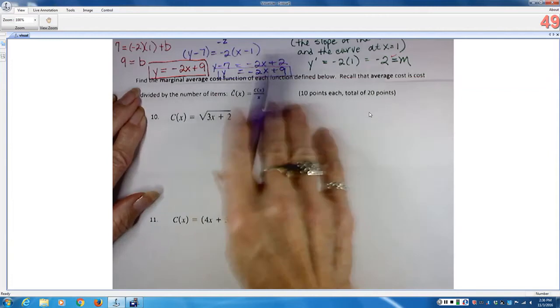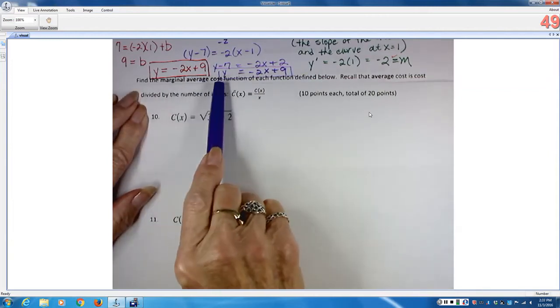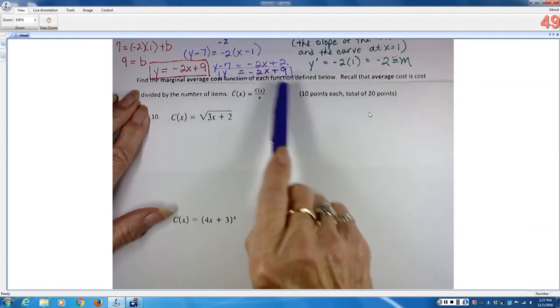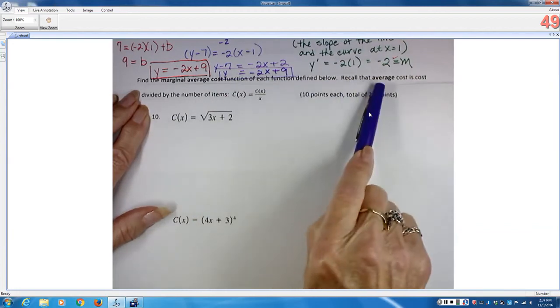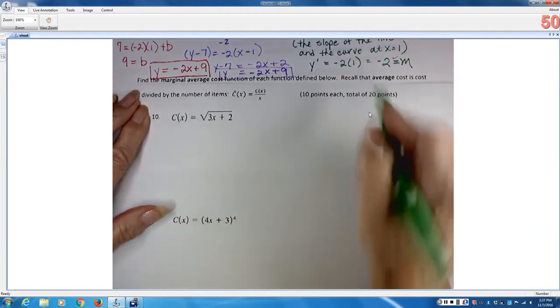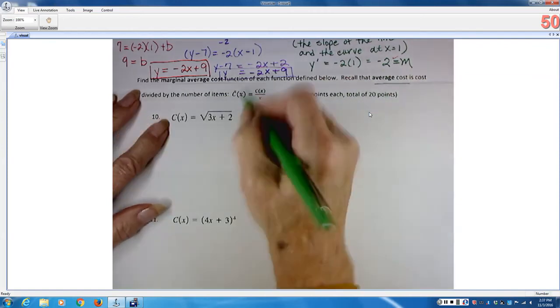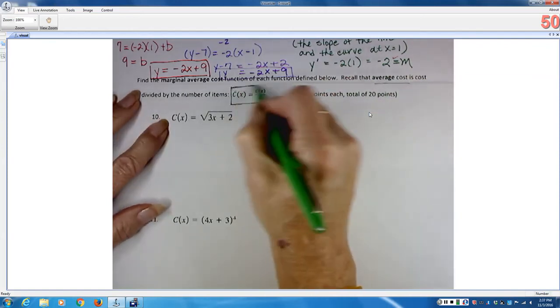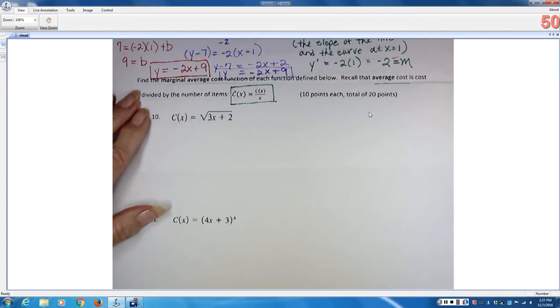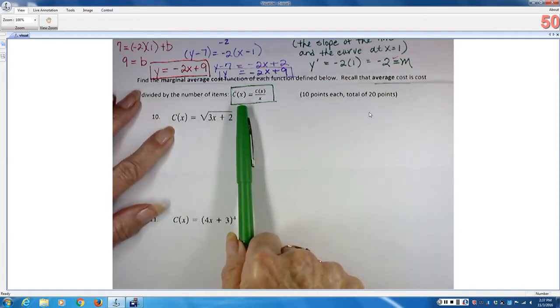I'm going to actually move this in a minute. It says find the marginal average cost of each function defined below. And then the best hint that I could give you, and most of you took it, was that you should recall that average cost is C of X over X. Okay? These were 10 points each, 5 points for finding that and 5 points for finding the derivative of that.